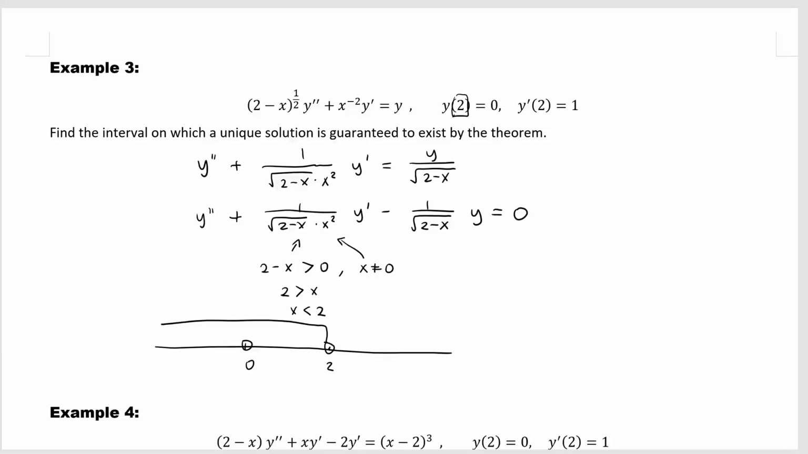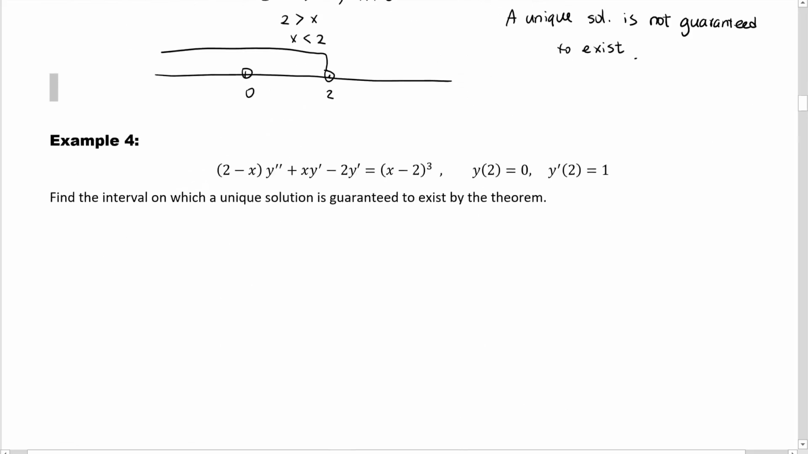So that's why here we don't expect a unique solution. So a unique solution is not guaranteed to exist, by the theorem. Okay. All right, so that is example 3. Let's continue and look at example 4.